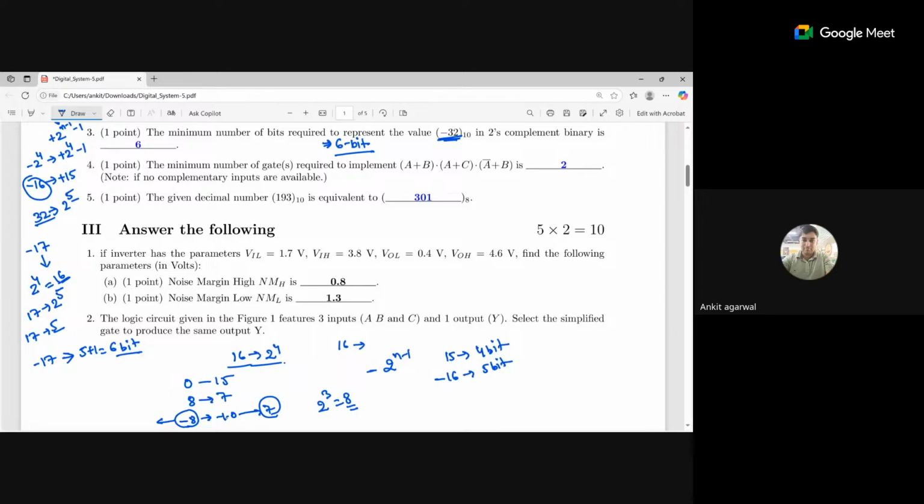Okay, next, fourth question. The minimum number of gates required to implement.